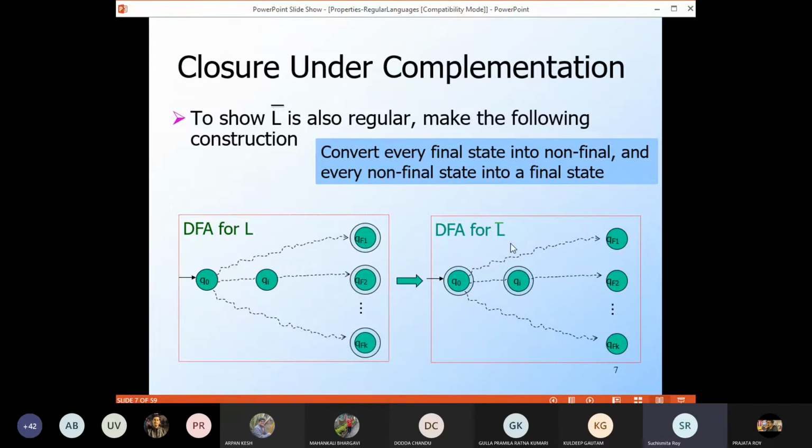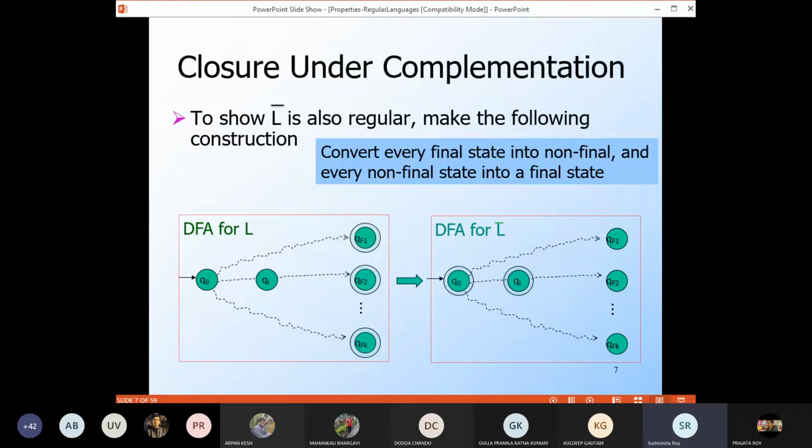So this construction gives you a DFA. If not a DFA, it will give you an NFA certainly, which will accept all those strings which are rejected by the previous DFA. So this DFA now represents a DFA for the complement of L, which accepts the complement of L. So this is a construction. You can show that it accepts only those strings which are not accepted in L, and therefore this finite automaton is a DFA for L complement.